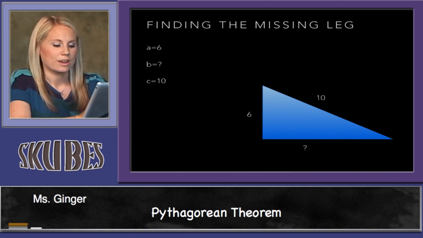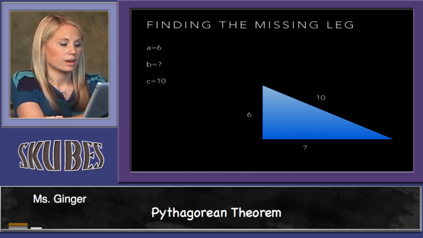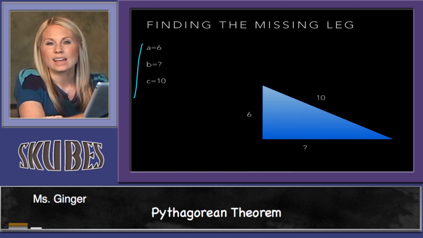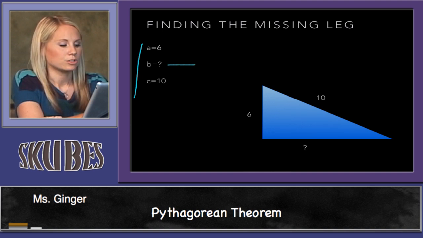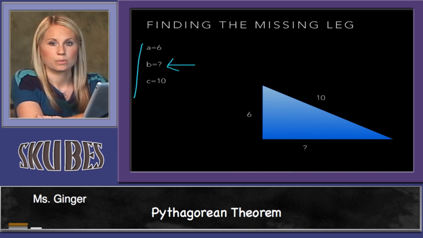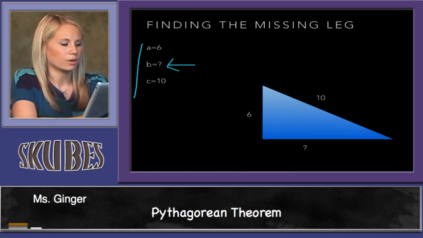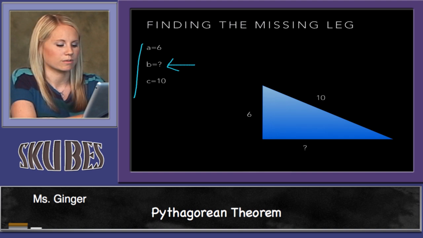Alright, next example, we are finding another missing side length here, and this time we're finding a missing leg. We have an A, B, and C value over here on the left. We're missing, we could really say A or B. You can choose, since it's a leg that's missing, you could put that missing variable in for A or B. Let's just put it in for B. Alright, so on the next screen we're going to work this out and find that missing leg length.